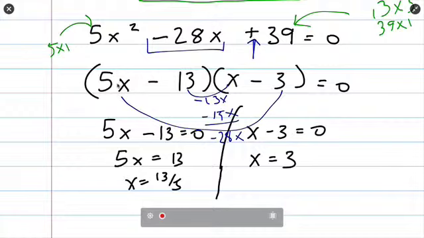Right, now what I do is let the first fella equal to 0. So I let 5 minus x minus 13 equal 0. And then I let the second fella equal to 0. So x minus 3 is equal to 0. And all I do then is solve for x.